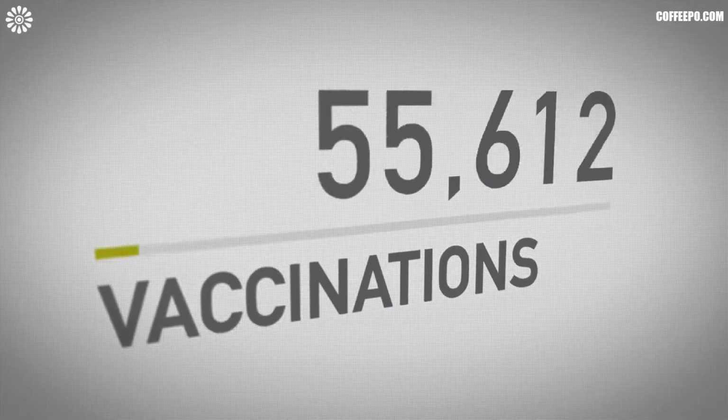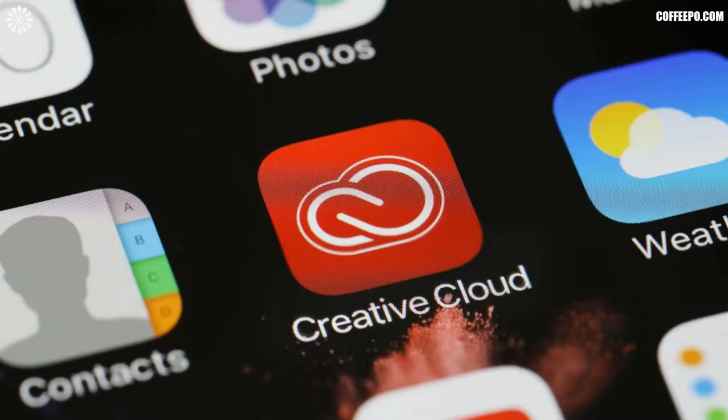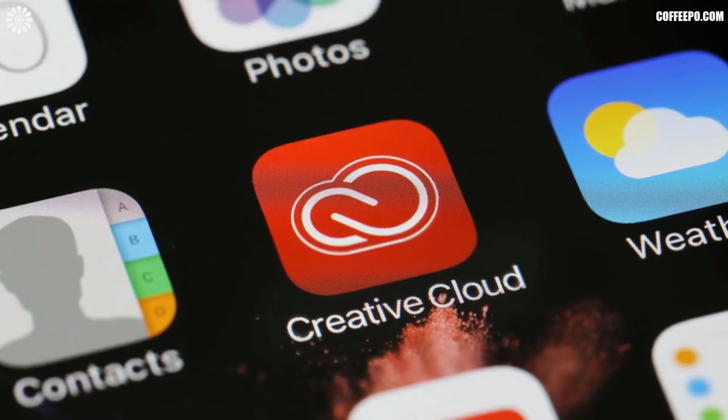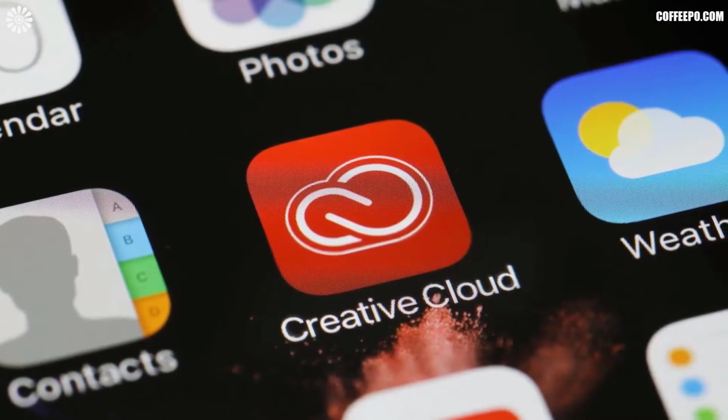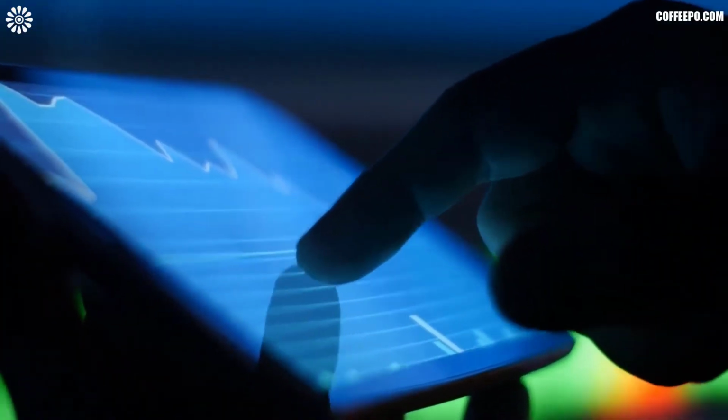Adobe is a great stock to buy for growth and stability. They have a monopoly in the creative software market and a stronghold on the enterprise market. Their cloud business is also growing rapidly. Adobe is a safe bet for long-term investment.